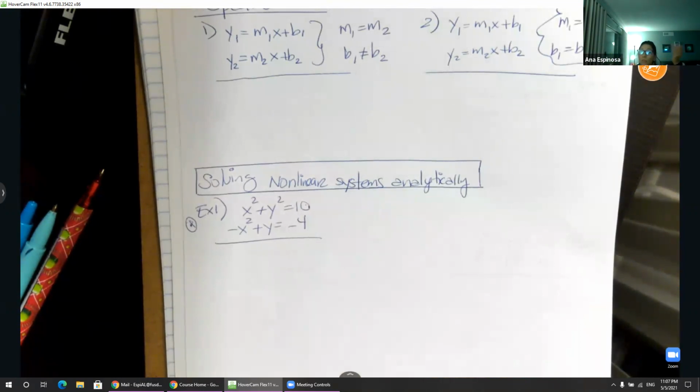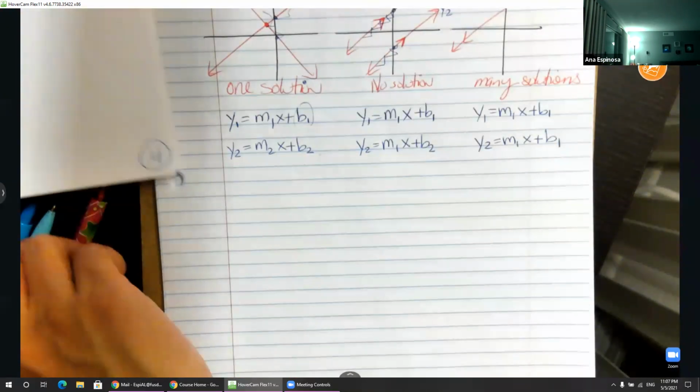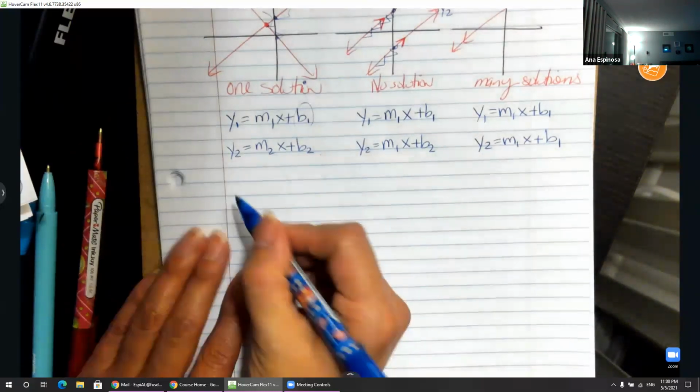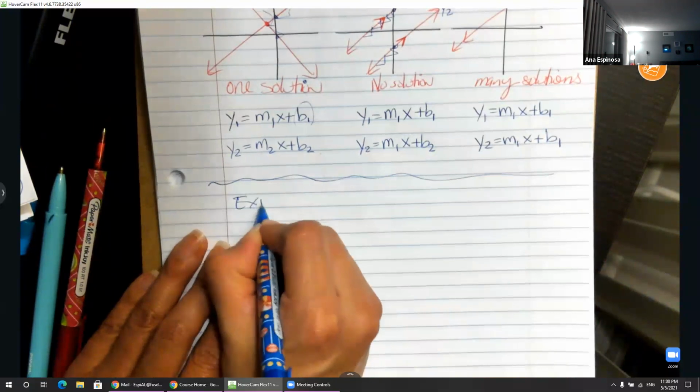And how many ways can a circle and a parabola meet? They cannot touch infinitely. It just doesn't happen. They can touch at one point, they can touch at two. There's certain ways that they can touch, just like the lines. And so you don't have to worry about that. We just have to solve it. So we're going to take this equation and solve by either elimination or substitution. We have to make the decision. It doesn't matter. Sometimes it's easier to do it one way versus the other.